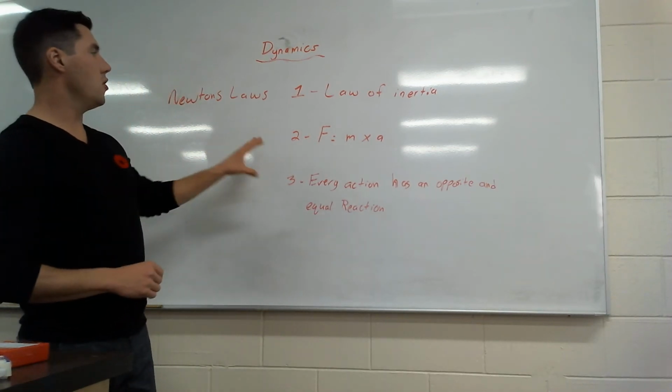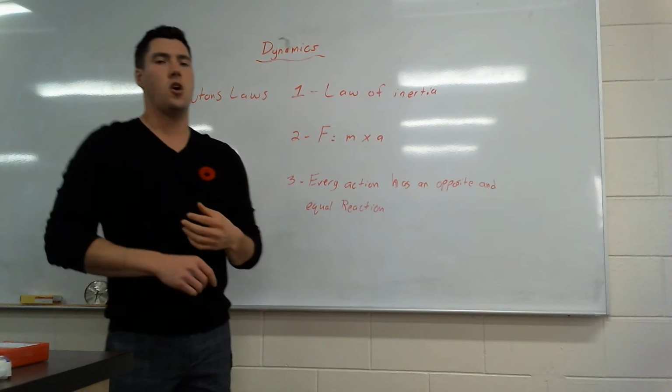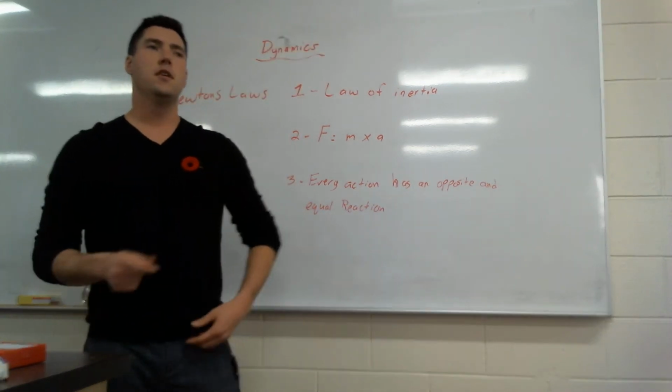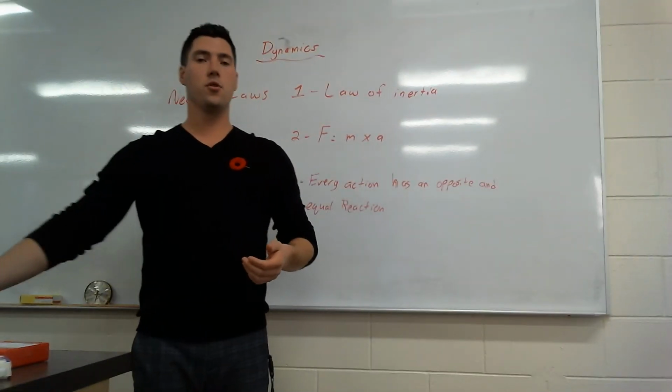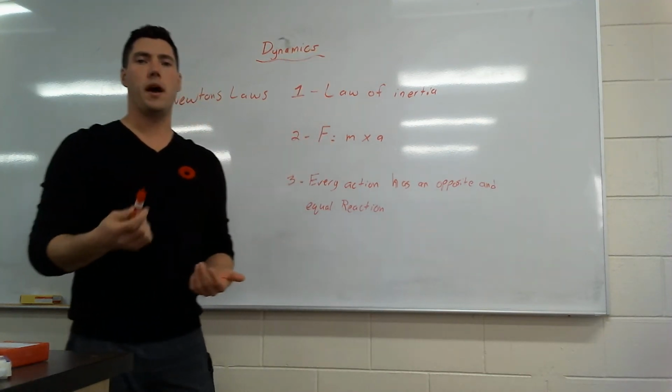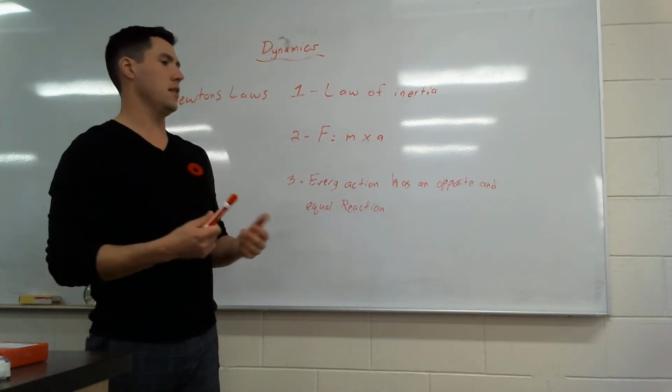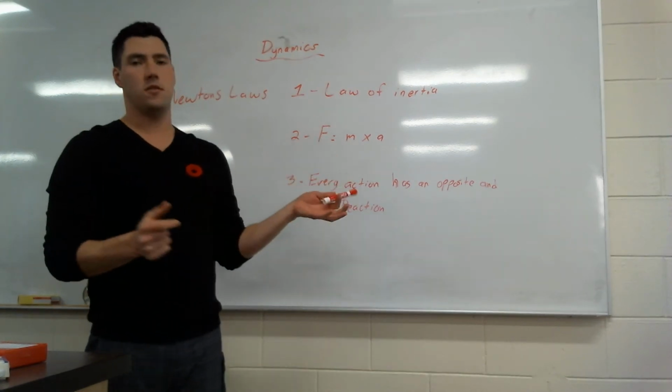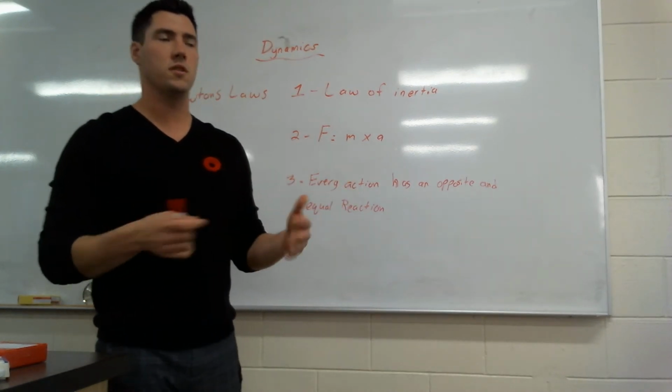The last law for Newton is that every action has an opposite and equal reaction. So if I throw something at the wall, why does it come back to me? It's not just because it bounced off. Sure it did, but what does it mean that it bounced off?